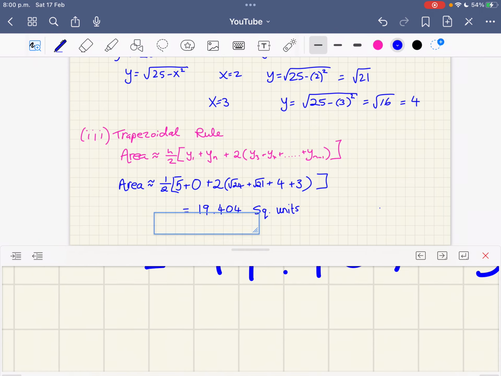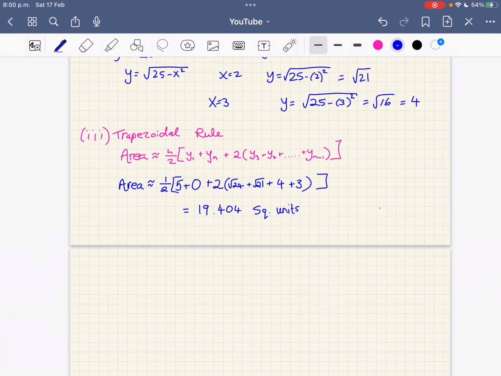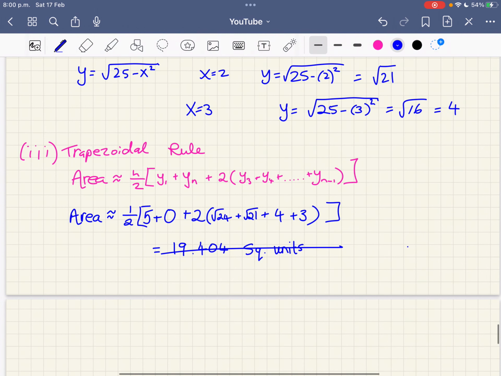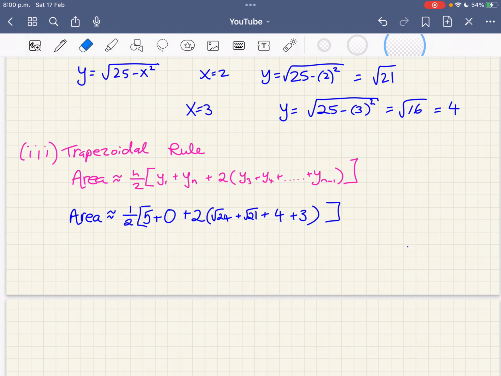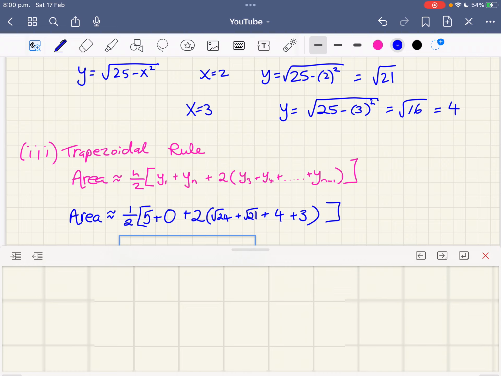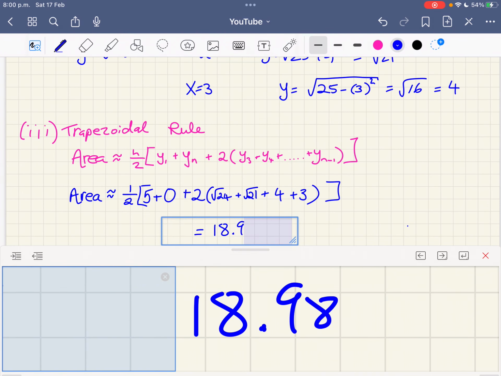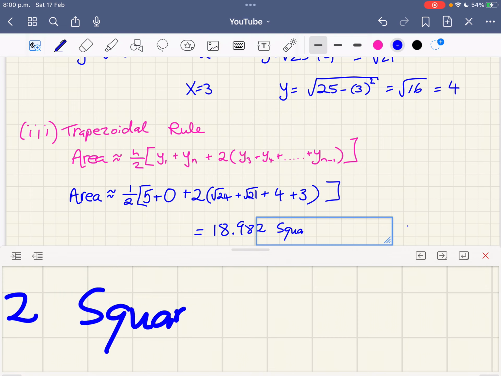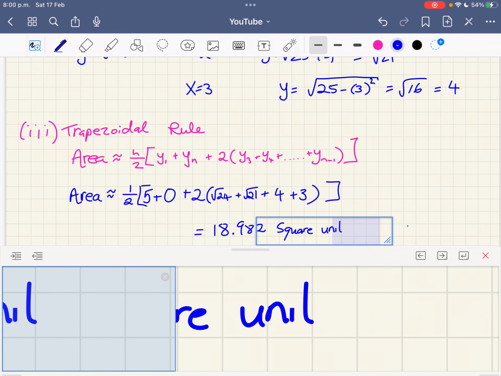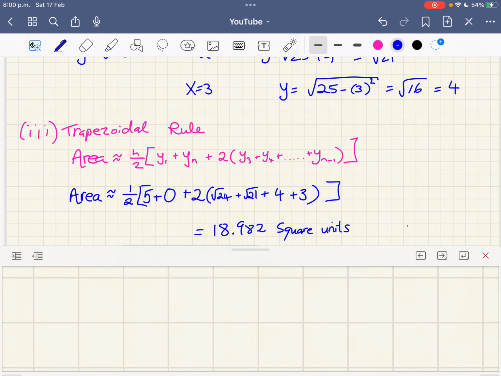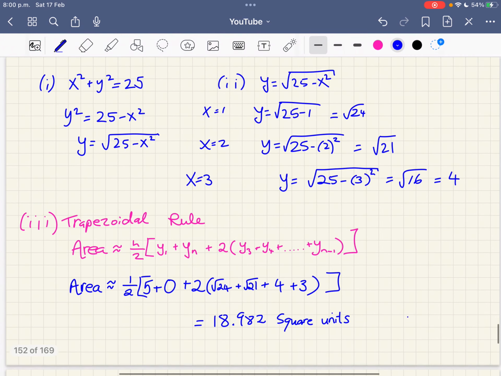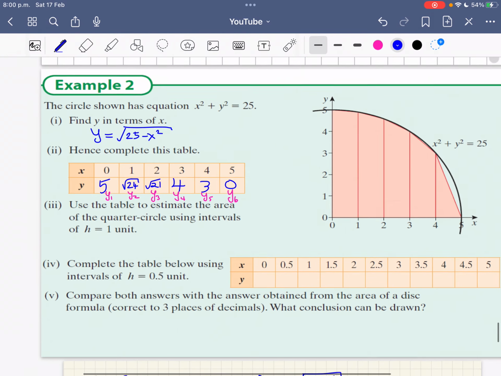Actually, I've calculated that wrong. And when you put that into the calculator, you get 18.982 square units. And that's the answer to that part. So we'll look at part 4.